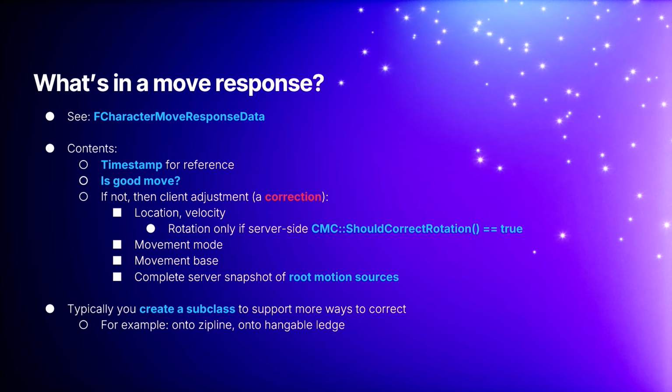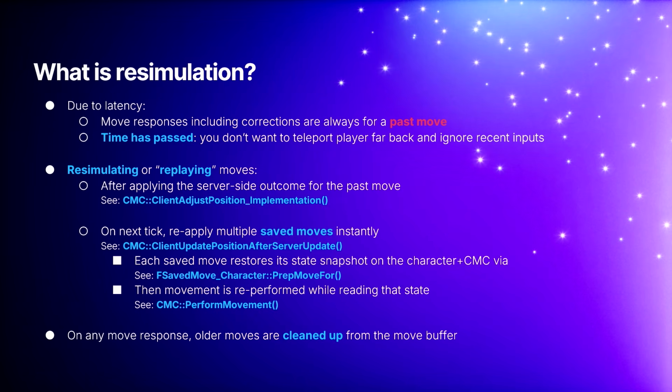Now, as you work on new movement abilities and movement types, typically you want to create a subclass of character move response data so that you add more ways for the server to correct the client. For example, to correct them onto a zip line. Then, after the client adopts the server-side outcome, what it will do is resimulate moves so that it doesn't feel like the client gets moved back in time.